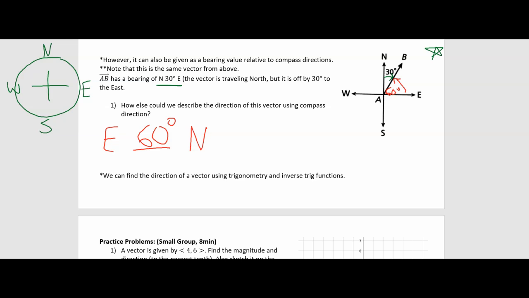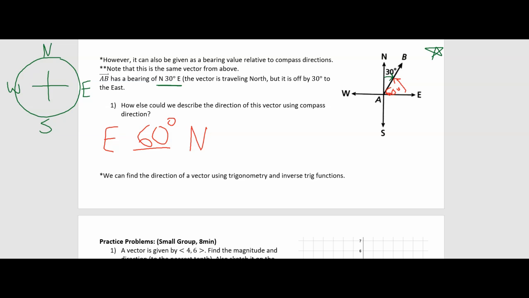And those are the only two that you would give. If it's in that quadrant, you could either start with east or start with north. You would not start with south. You would not start with west. So either east or north. There are two different ways.